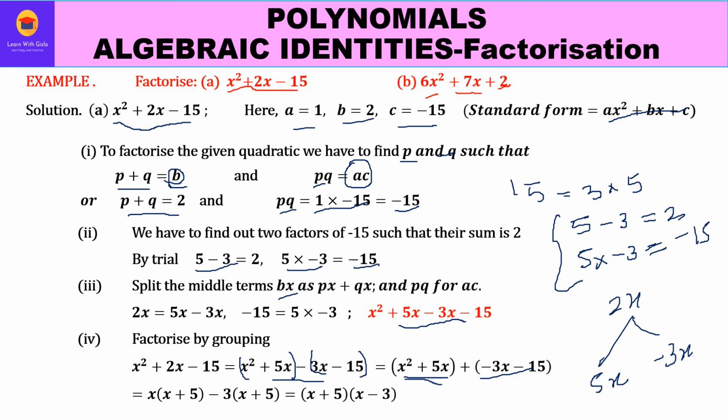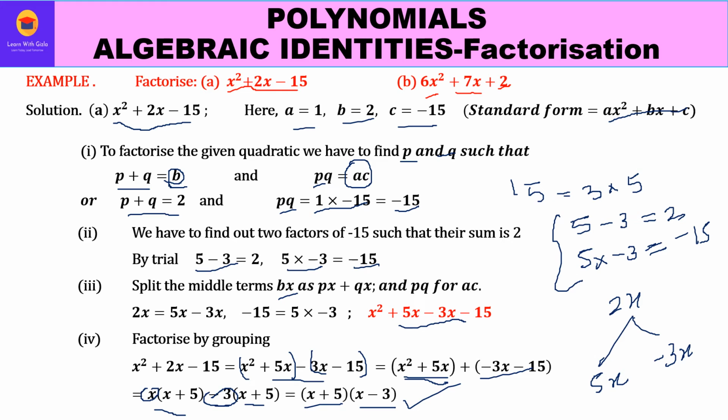Now in this pair of terms, we can take x common: x common, x + 5 inside; −3 common outside, and x + 5 inside. Now x + 5 and x + 5 are common, which we can take outside. From here we are left with x, and from here we are left with −3. So x − 3. Clear? So x + 5 and x − 3 are the two factors of this given quadratic polynomial.